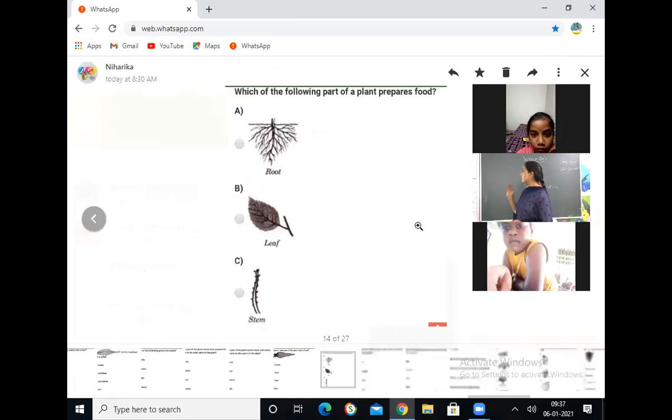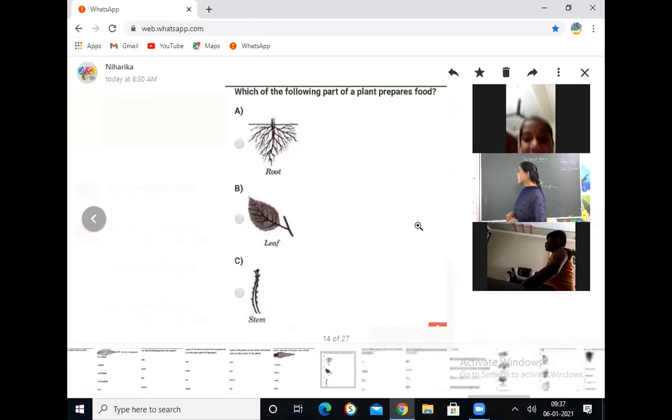Which part of the plant will prepare food? Root, leaf, stem. Root. Root ekkadundi? Root ekkadundi cheppu? Root ekkadundi Revan? Chustunnavu ippudu maatladutunde. Root ekkadundi?